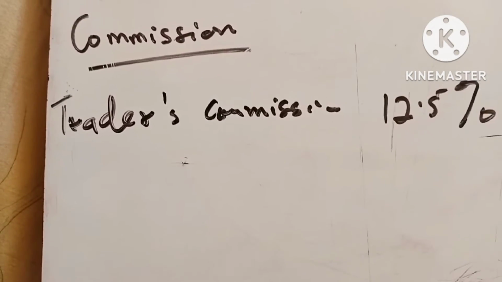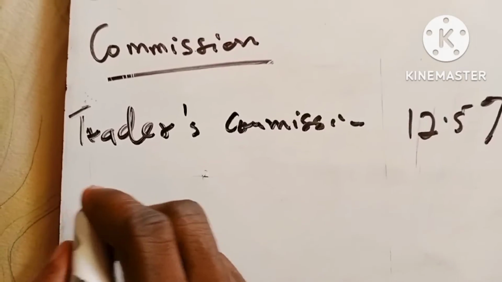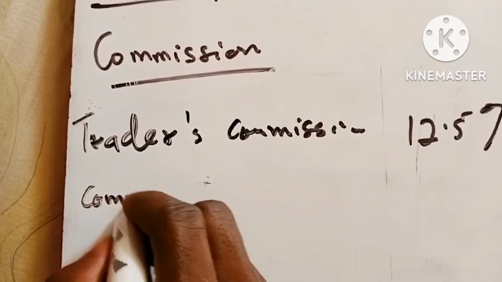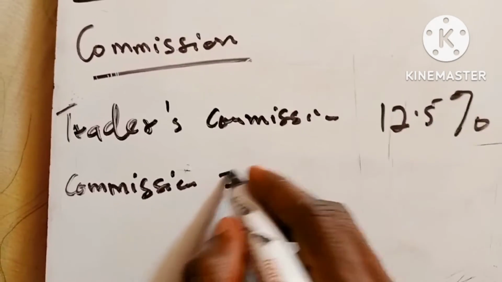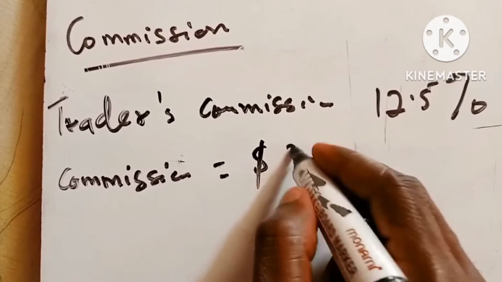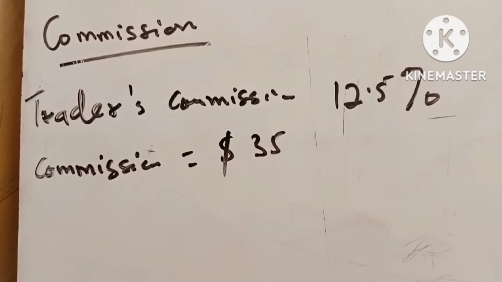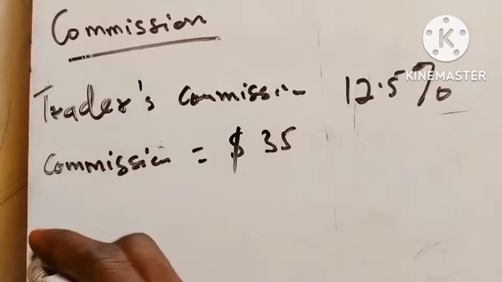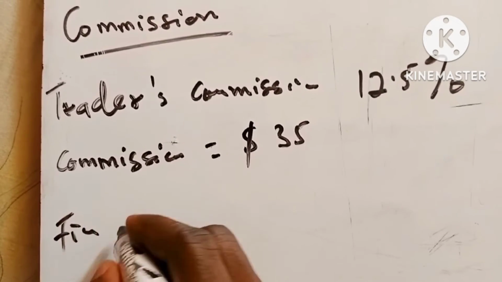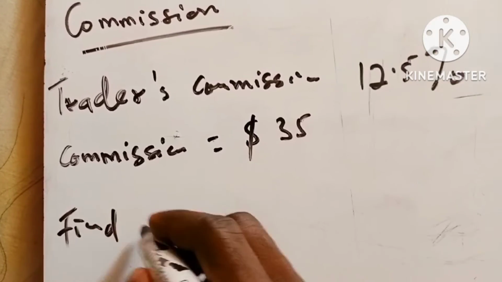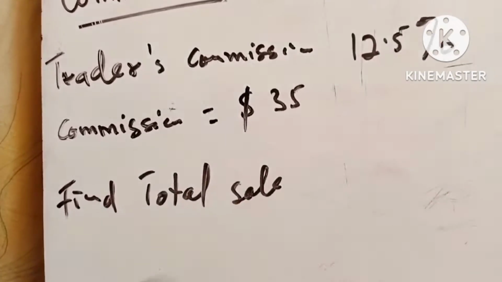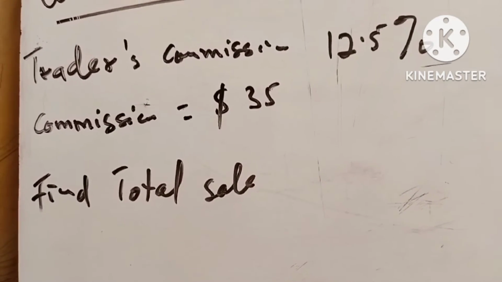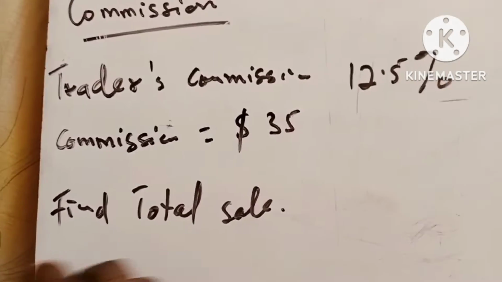Now if your commission, look at the question very carefully, this is the commission that you are getting, this is the amount that you are getting. If your commission is equal to an amount of $35, is that okay? So now what is missing? We are missing, of course, the total. These are the total sales that we want to find, the total sales at the end of every month. This is exactly what we are asked to find.